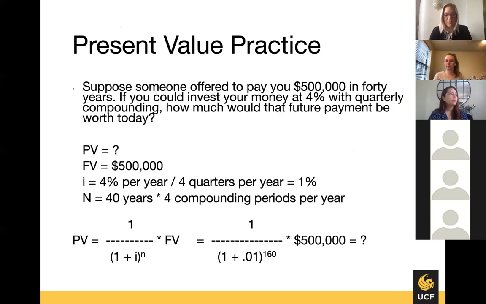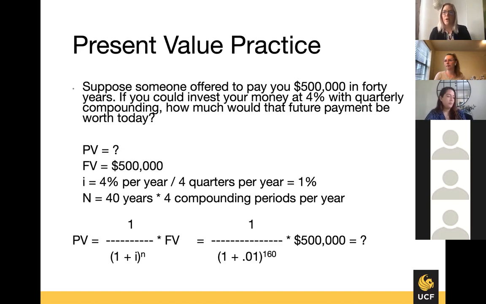Okay, so here is a really, really great practice problem. Unfortunately, this has yet to happen in my life, but perhaps someone has offered to pay you $500,000 in 40 years. I'm still waiting myself. And so let's say that you could invest your money at a 4% interest rate with quarterly compounding. And so we want to know how much that future payment would be in terms of today's dollars.